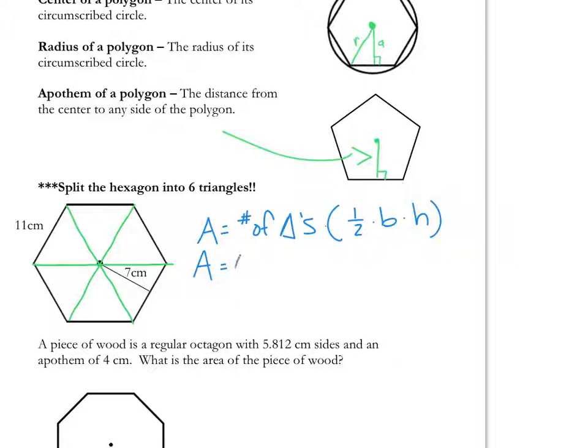So now I have 6, 1/2, and then my base is this right here. Well, over here it says it's 11. So 11 is my side length. My apothem, which is the height of the triangle, is 7. So there is my formula. So it actually turns out very simple when you split it up into triangles. So I get 231 centimeters squared.